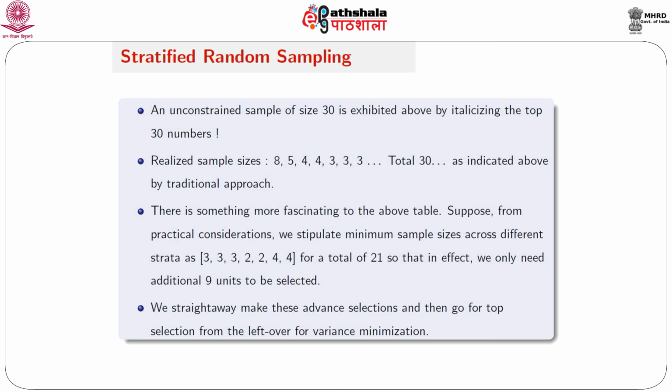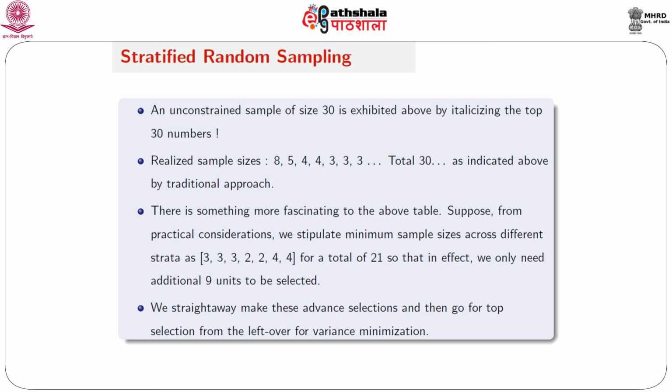Not only that, there is something more fascinating to the above table. Suppose from practical considerations, we stipulate minimum sample sizes across different strata. The first stratum I have to have 3, next one I have to have 3, and so on. These are the minimum sample sizes in different strata. That gives a total of 21. So in effect, we only need an additional 9 units to be selected. If this is the constraint given to us, we straight away make these advanced selections in the table and then go for top selection from the leftover for variance computation.